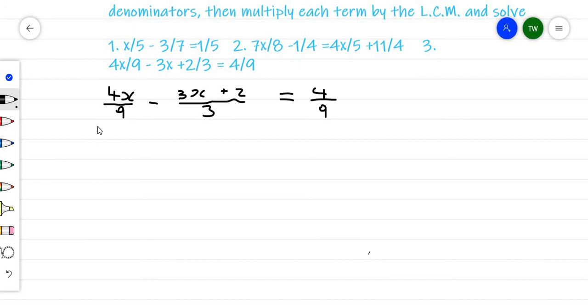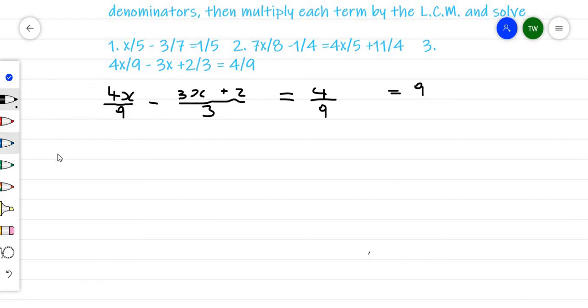Now to our final example, we have 4x over 9 minus 3x plus 2 all divided by 3 equal 4 over 9. Again, we need to determine the LCM of the denominators. And here, denominators are 9, 3, and 9. And the LCM is going to be equal to 9, right? So what we're going to do with this common denominator, we're going to use the common denominator to multiply each term that we have here, right?